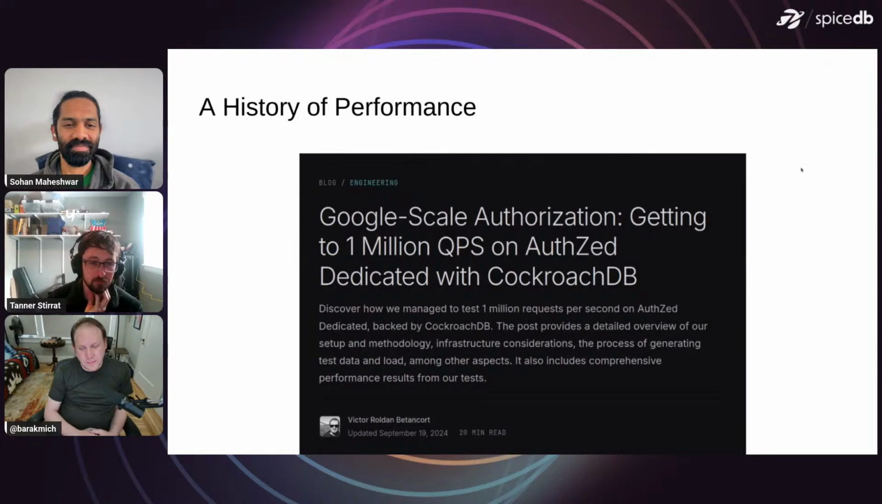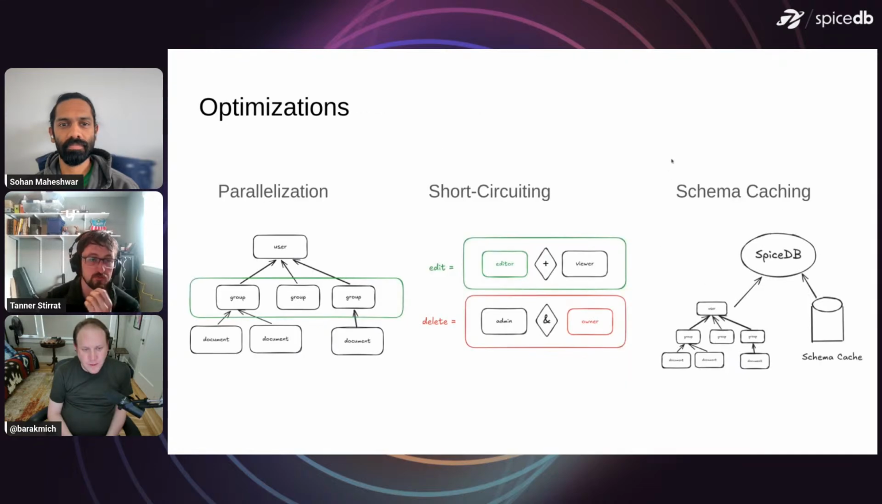A little history of performance. It's been a year and a half since we pushed 1 million QPS through a SpiceDB cluster. This performance has always been like a bread and butter part of SpiceDB and how we develop SpiceDB. But there's also ways, and we've made a lot of optimizations to SpiceDB to get us to this place. Some examples are parallelization. So if there's a place where we can kind of look at multiple branches of the tree simultaneously and work on those results in parallel, we do.